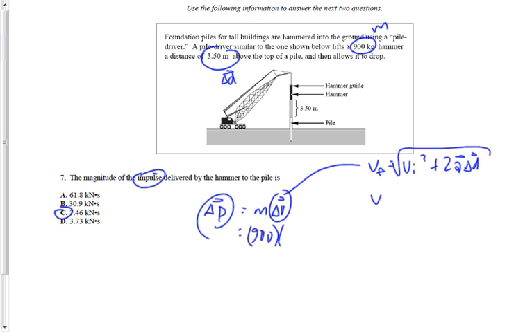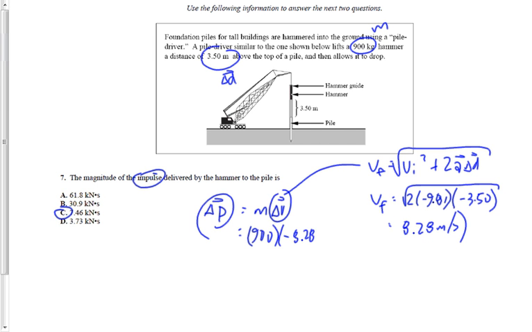So VF becomes the square root of 0 squared plus 2 times negative 9.81 as this hammer falls times the displacement of negative 3.5. Daniel, what'd you get for VF there? 8.28 meters per second. Thank you. Now, the final velocity of this hammer as it hits the pile is negative 8.28 meters per second.